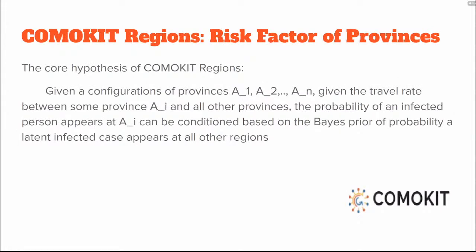So when we built the approach for communicative regions, our main question is, now that we have a configuration of provinces and the travel rate between these provinces and all other provinces in between, one way we can think about the probability of infection is the probability of someone getting infected in one province and traveling to another province.